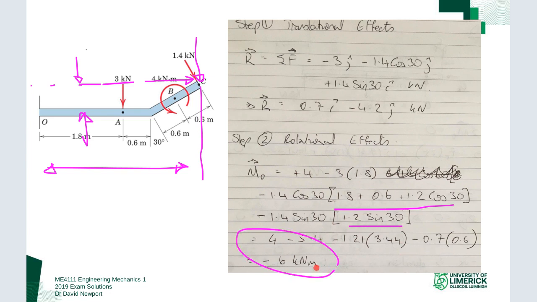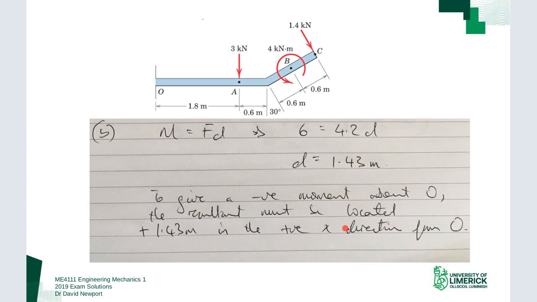And that gives me minus 6 kilonewton meters. So my answer then is a resultant force of 0.7 i hat minus 4.2 j hat kilonewtons, and a moment of minus 6 kilonewton meters at point O. The last part then is, well, where is that located?